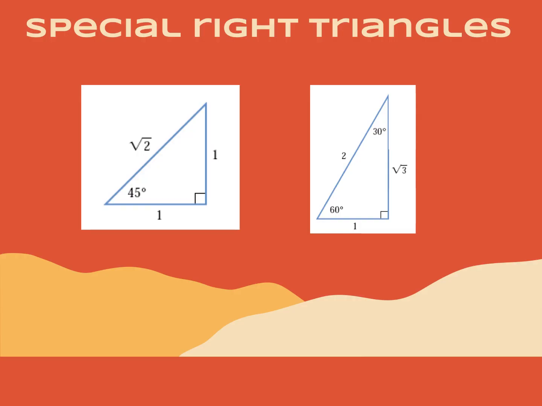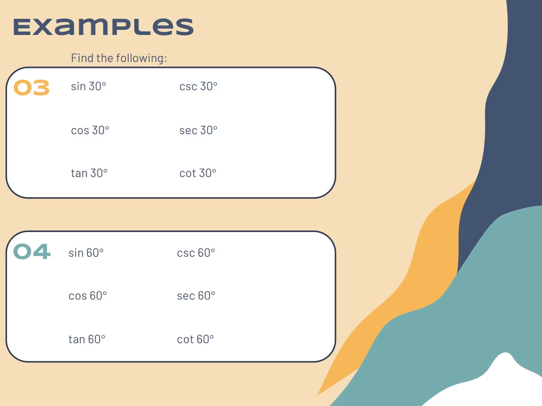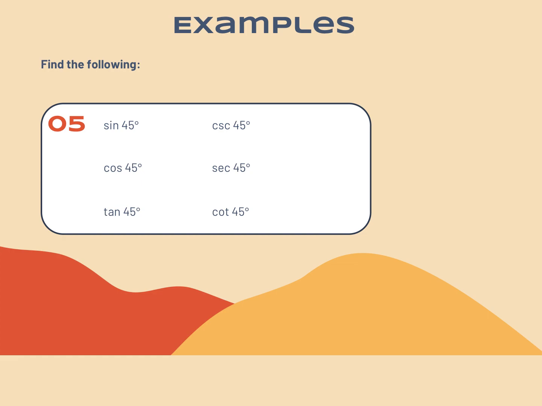Then here were our special right triangles, which is what we're using to find the values of the 6 trig functions, creating triangles on our coordinate plane. So we practiced using our special right triangles, finding the 6 trig function values for the sine, cosine, cosecant, secant, tangent, and cotangent of 30, 60, and 45.